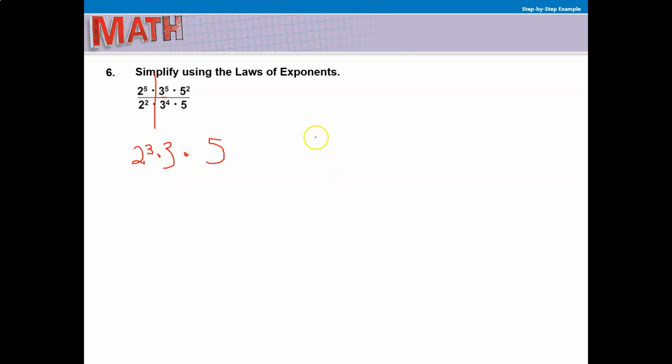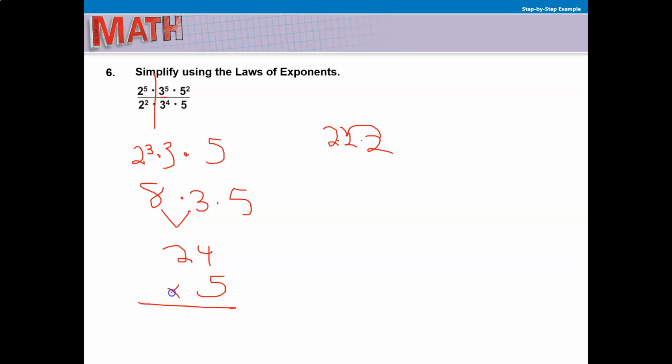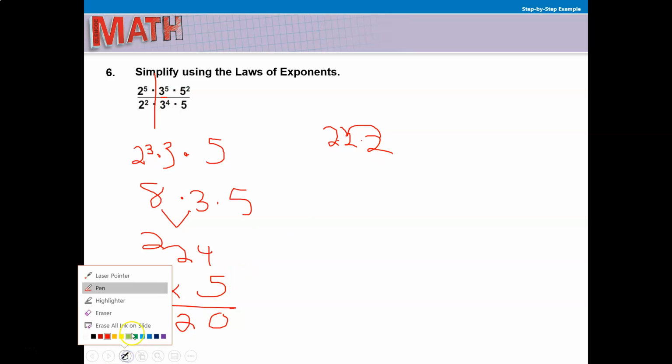So let's take 2 times 2 times 2. 2 times 2 is 4. 4 times 2 is 8. So we know this is 8 times 3 times 5. 8 times 3 is 24. Now I have to take 24 times 5. 5 times 4 is 20. Carry my 2. 5 times 2 is 10, 11, 12. I get 120. Let's see what the book got.